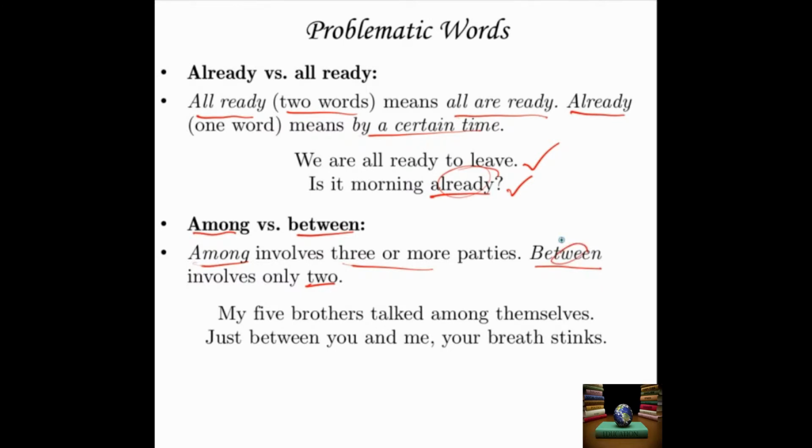Okay. My 5 brothers talked among themselves. Because there are 5 brothers involved, you use among. But just between you and me, your breath stinks. There are only 2 of us here in this conversation. I think your breath is terrible, so just between you and me, your breath stinks. Just remember, you can't be between more than 2 things because then you're not in the same. It's a whole math thing. Just don't use between for more than 2 things.